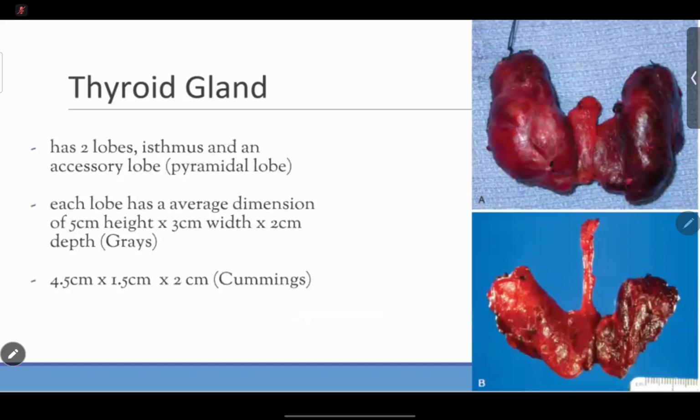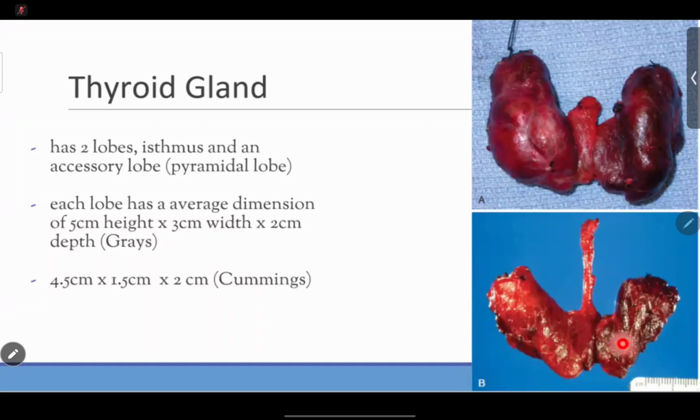So it has different lobes. You have your two lobes, the isthmus, and also an accessory lobe, the pyramidal lobe. So this is your pyramidal lobe. Both your left and right lobes are connected by your isthmus. So this is your isthmus. And then familiarize the different measurements of its dimensions. According to Gray, 5 cm in height, 3 cm in width, and 2 cm in depth. While in Cummings, our ENT mother book, it's 4.5 cm by 1.5 cm by 2 cm. So the difference is not that big.